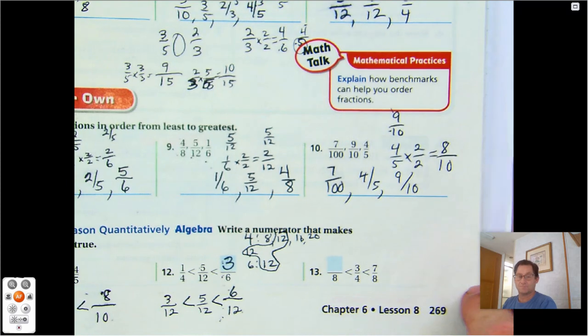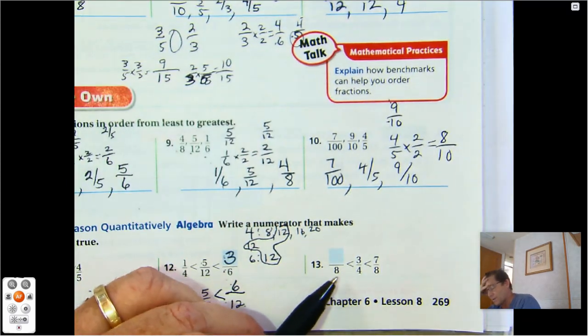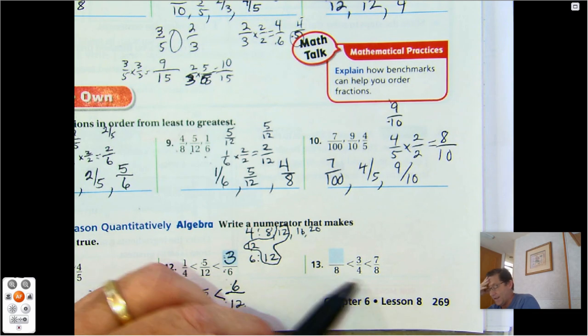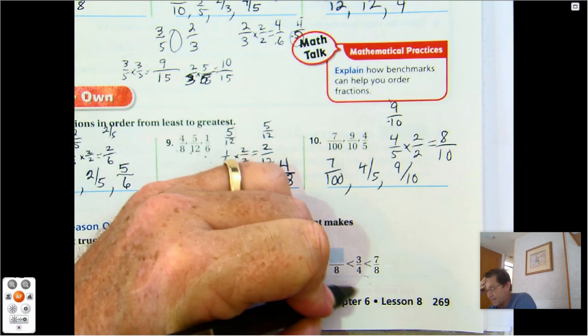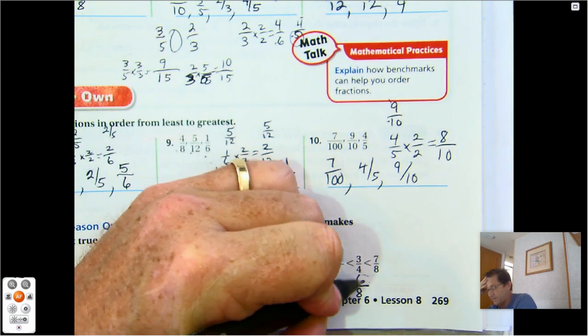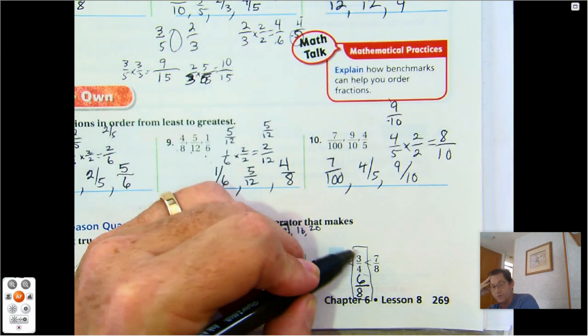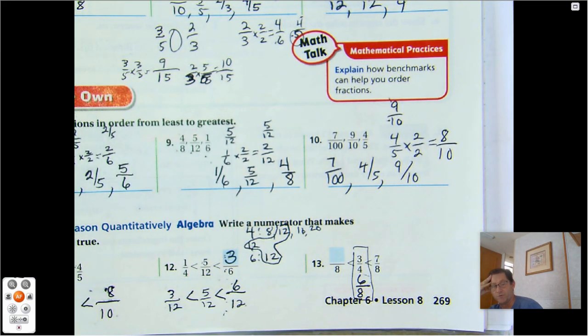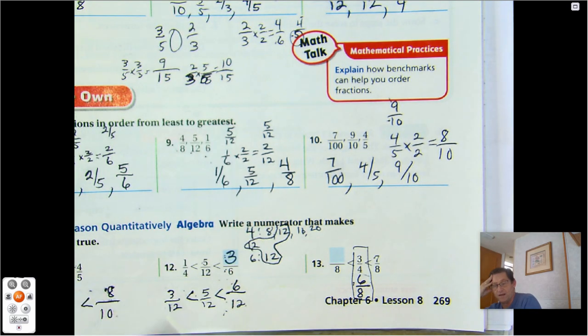All right, so if we made these all 8ths, it would be easy to compare. So 3/4 times 2 is 6/8. Okay, those two are equivalent. 3/4 and 6/8 are equivalent. 6/8 is smaller than 7/8. So anything smaller than 6/8 works. 5, 4, 3, 2, 1. Any of those would work.